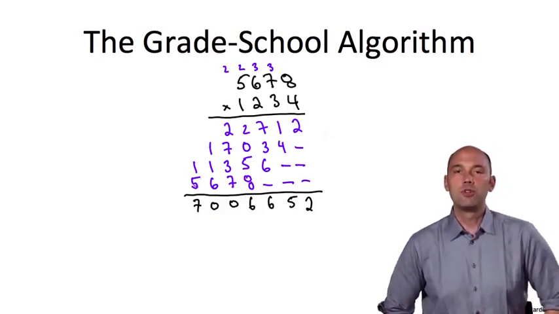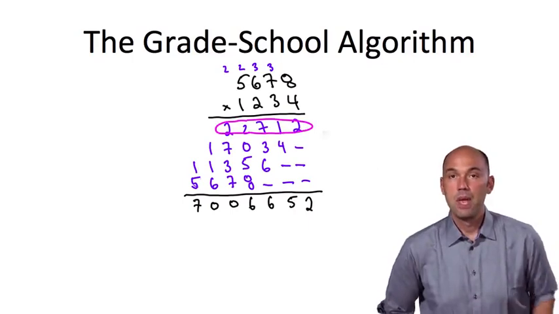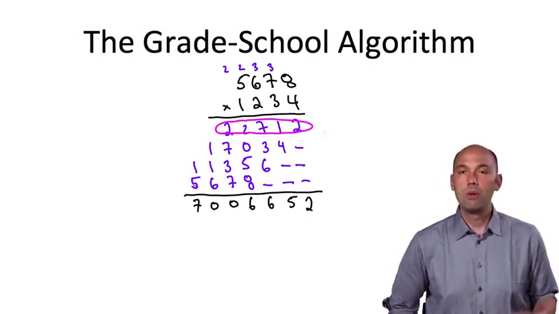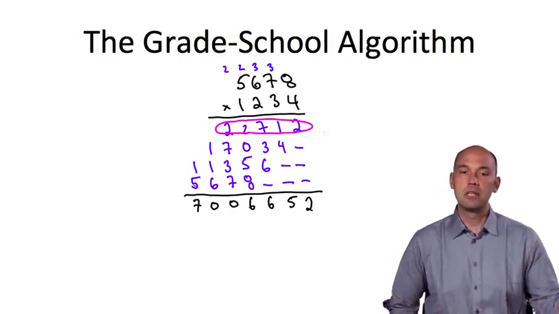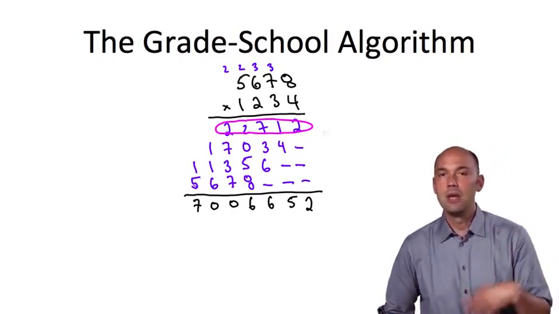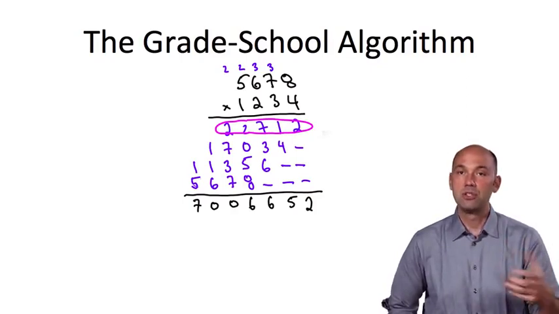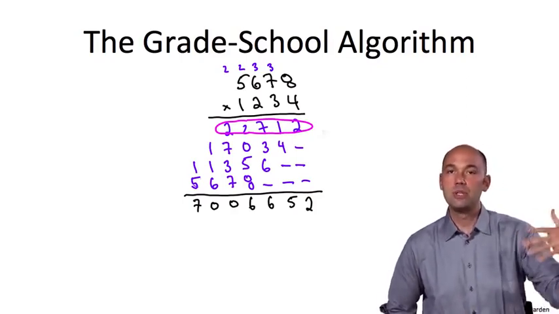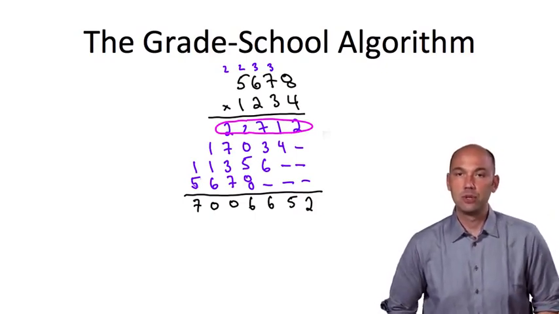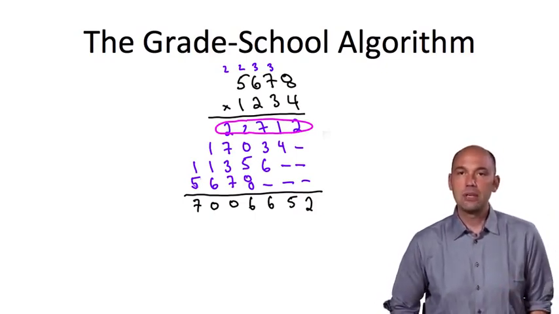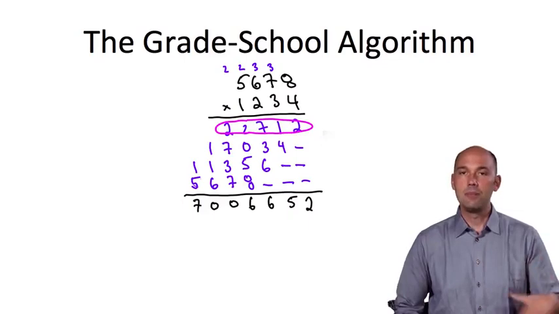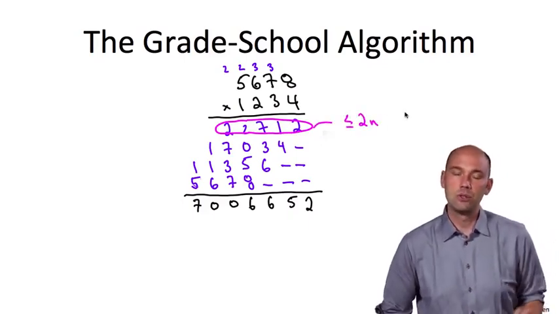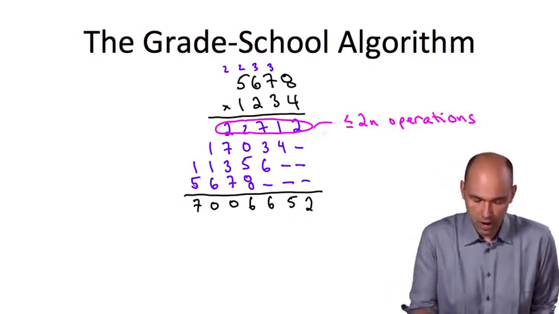Let's begin with the first partial product, the top row. How did we compute this number 22,712? Well, we multiplied 4 times each of the numbers 5, 6, 7, and 8. So that was 4 basic operations, 1 for each digit of the top number, plus we had to do these carries, so those were some extra additions. But in any case, this is at most twice the number of digits in the first number, at most 2n basic operations to form this first partial product.